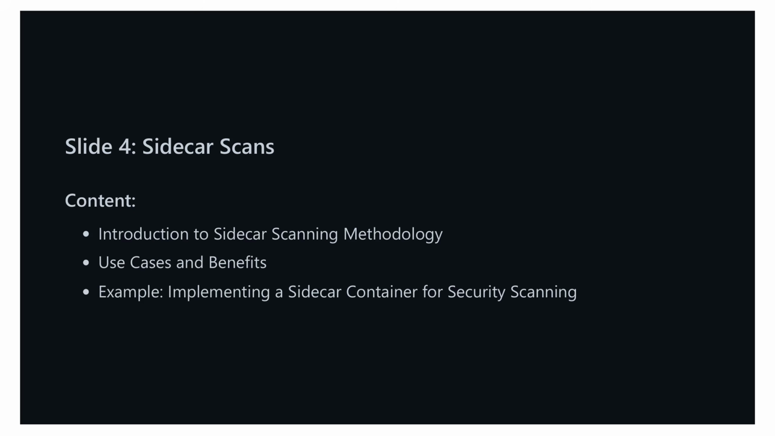Use cases and benefits. Sidecar scanning is particularly useful in dynamic environments such as Kubernetes, where it can help in continuously monitoring and identifying security vulnerabilities in real time. The sidecar can be automatically deployed and scaled, providing seamless integration and enhanced security measures without significant overhead.